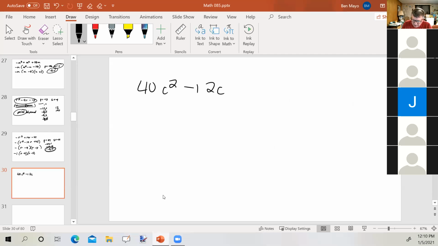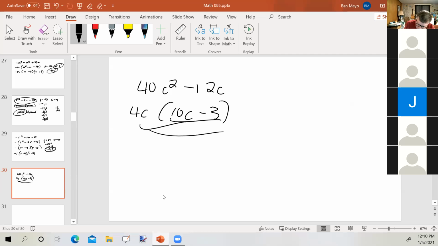I know we can take a c out. We can take a 2 out. We could take a 4 out. I think that's it. Well, let's see. If I take out a 4c, I get 10c minus 3. How do I know if that's correct? Well, if I FOIL it back together, I get 40c squared minus 12c. And looking here at 10c minus 3, there's nothing I can take out of that other than a 1. And taking a 1 out is still going to give me 4c on the outside.